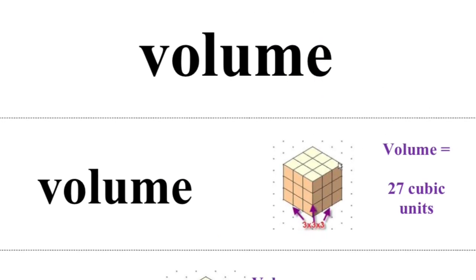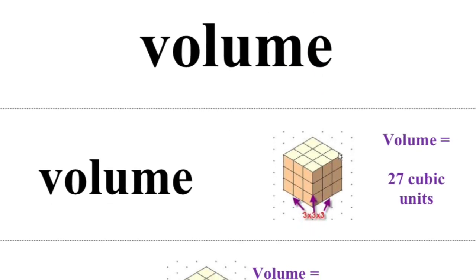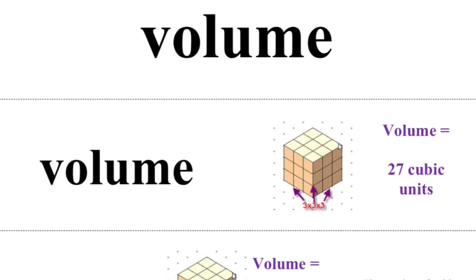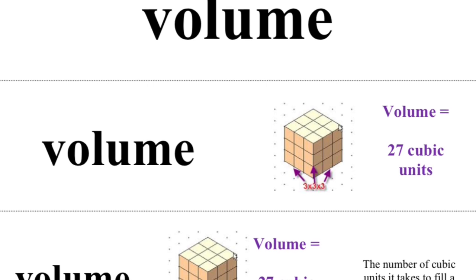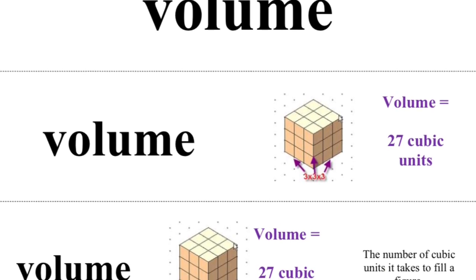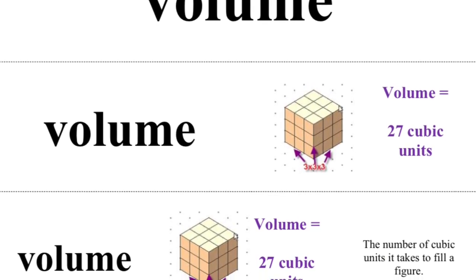Volume is how much space an object holds. So if the surface area of a cube is how much wrapping paper that covers the cube, then the volume is how much stuff the cube can hold on the inside.